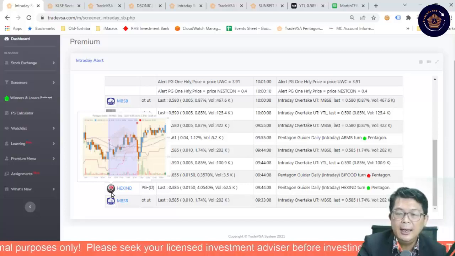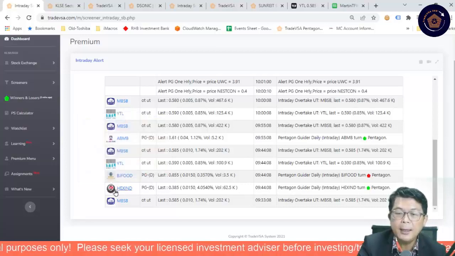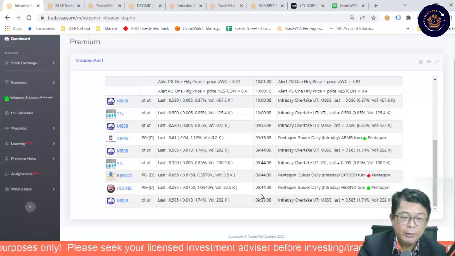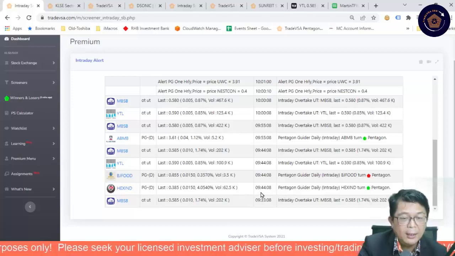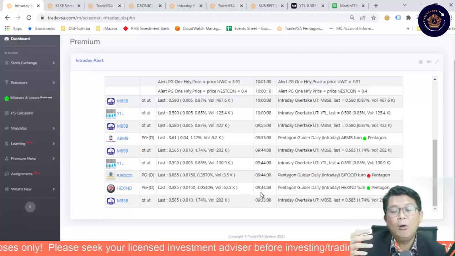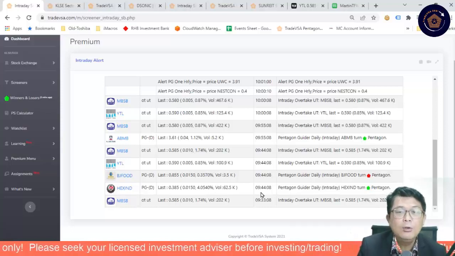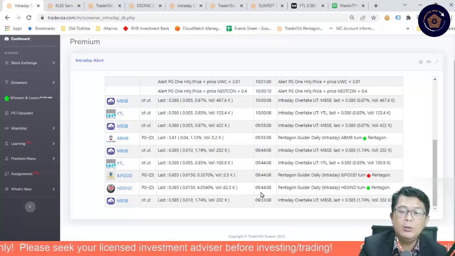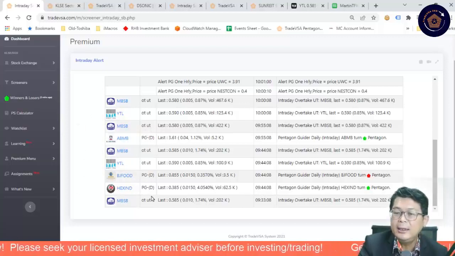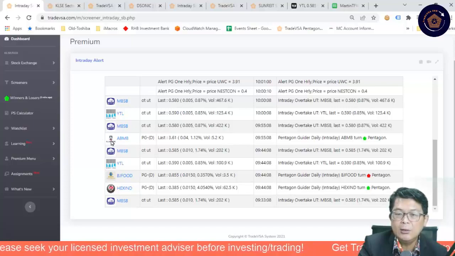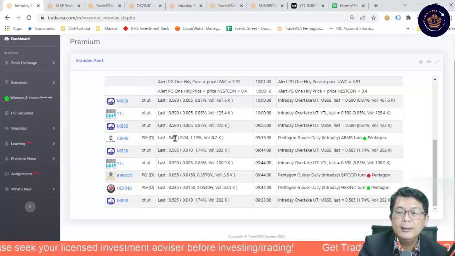And this one looks pretty good. Hex Industry just turned green pentagon. That was at 9:45. Now remember, we still need to wait for the end of the day, because we're looking at full confirmation. Full confirmation means at 5 o'clock when it closes, but this one at 9:44 turned green pentagon in here. So ABMB, let's take a look at the chart here.